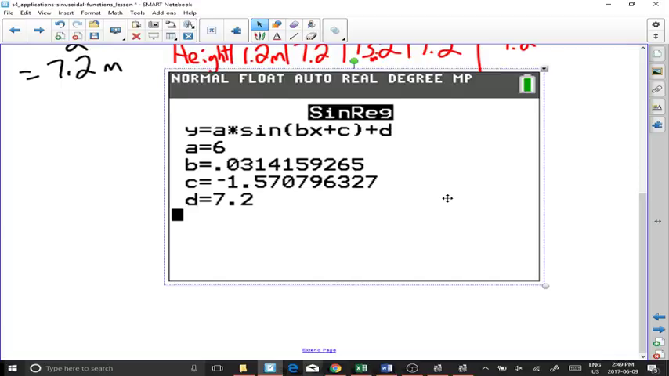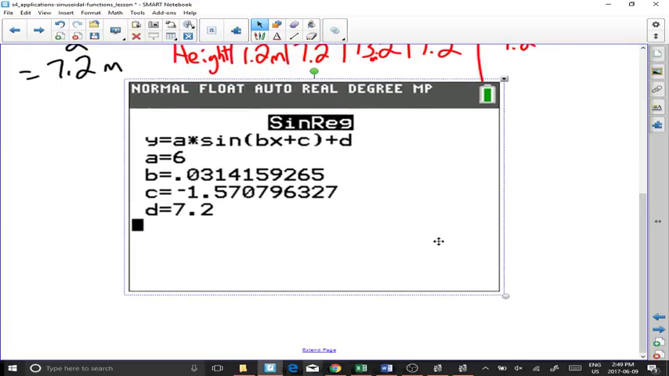Now, once we have that equation stored in our calculator, when you report the equation, you cannot report it saying A equals this, B equals this, C equals this, D equals that. You have to write out the equation with those numbers, and you have to do it to a minimum of 2 decimal places. If you just leave it as A equals this, B equals that, that's a half mark deduction communication error.